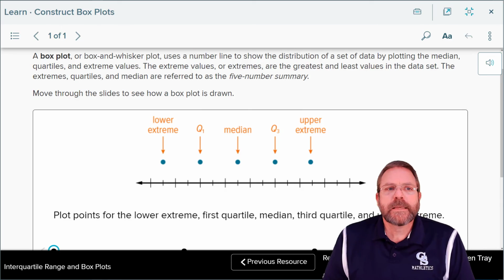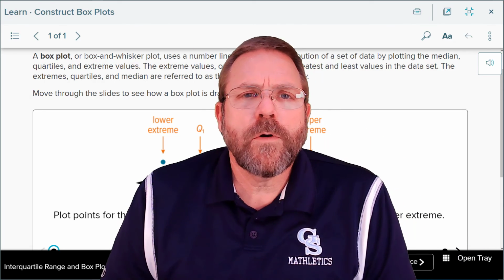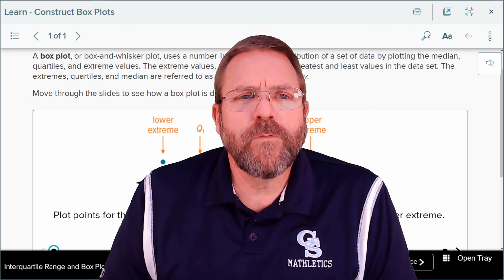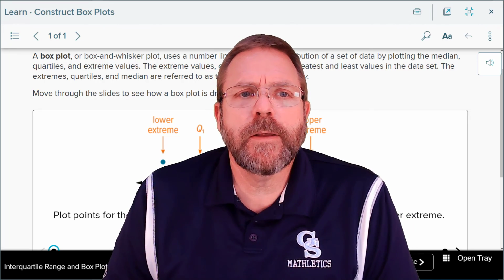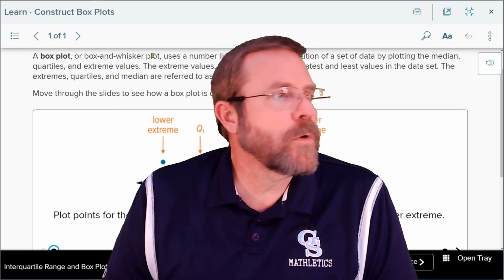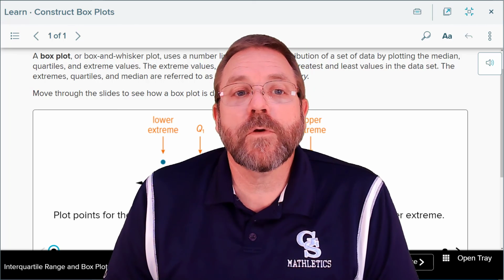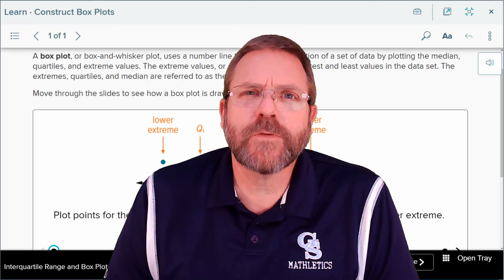Pretty simple, right? Sadly, this lesson's taking a little longer than I thought. It's going to end up being over 20 minutes total, I believe. So we're going to stop the video right here and come back in a little bit to work on part 2, where we're going to start constructing box plots. I'll see you in part 2.